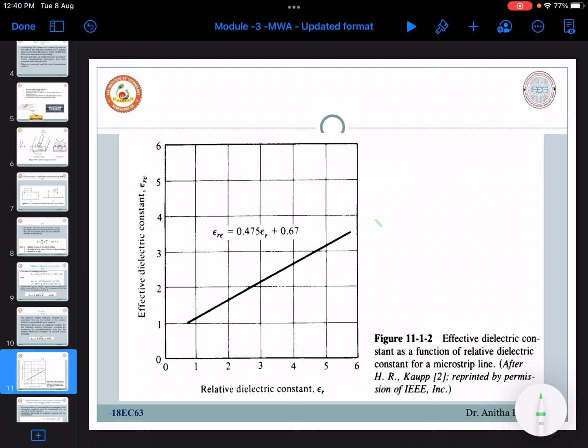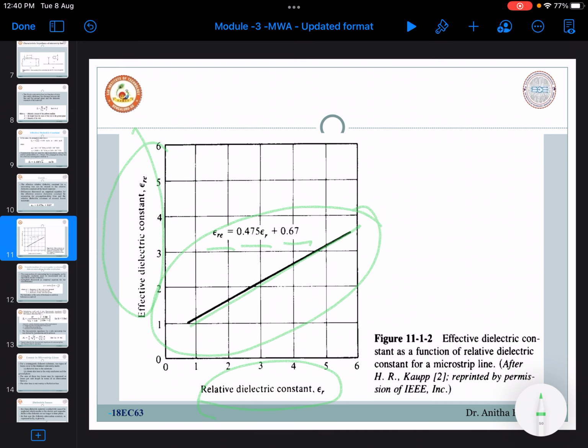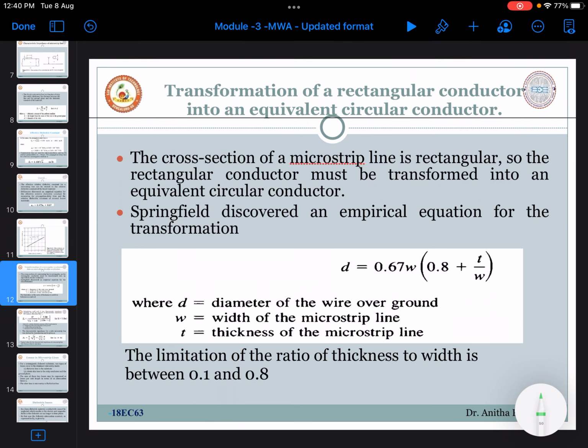The same thing can be seen in this diagram. Epsilon r effective is 47% of epsilon r plus 0.67, relating the relative dielectric constant and the effective dielectric constant. The graph shows the variation between epsilon r and epsilon re. You can make use of that formula during the conversion process.